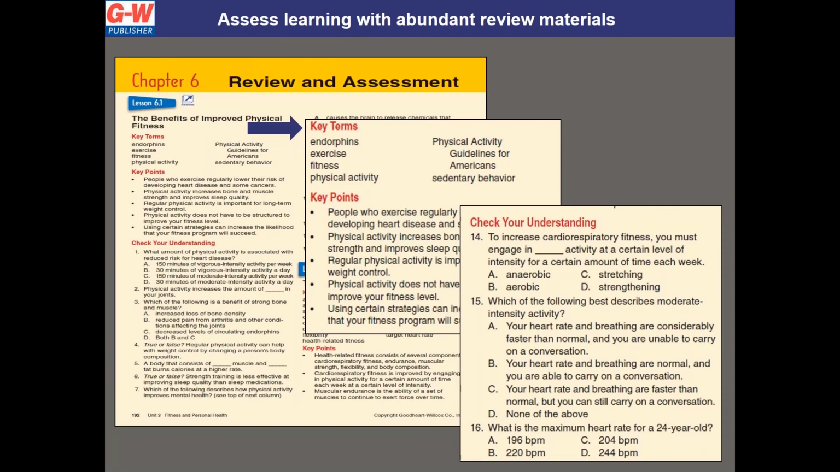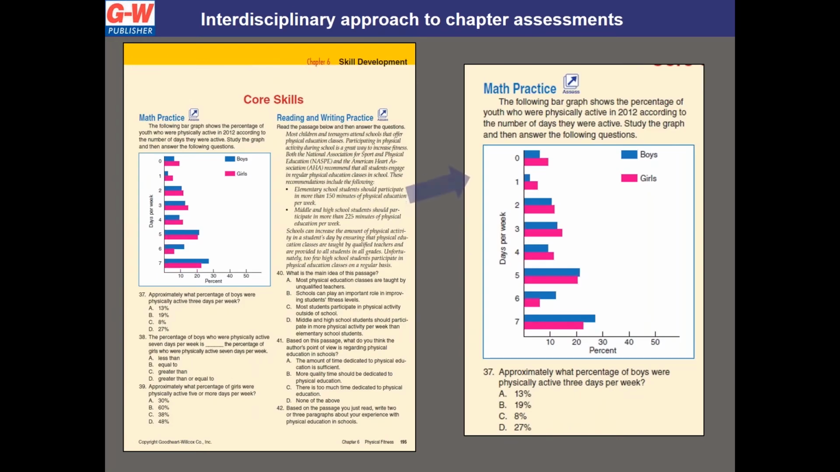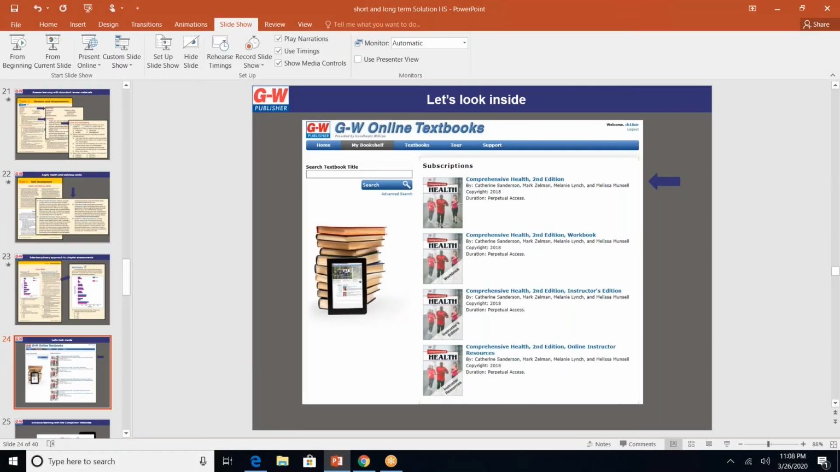At the end of every chapter, there's key terms, key points, check for understanding. Those check for understanding questions, students can complete those digitally. And my favorite at the end of every chapter are health and wellness skills. And these are short assessments to help reinforce those important health skills. And also at the end of every chapter, there's core skills to help reinforce math, reading, and writing. Note that activity icon that students can complete this digitally. So let's dive into the pages of the textbook.